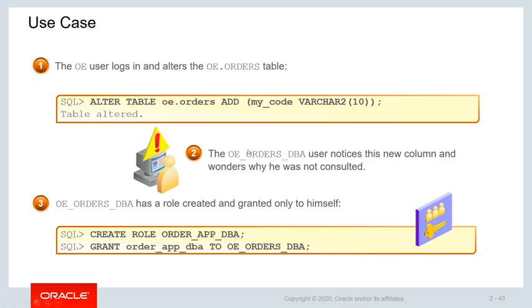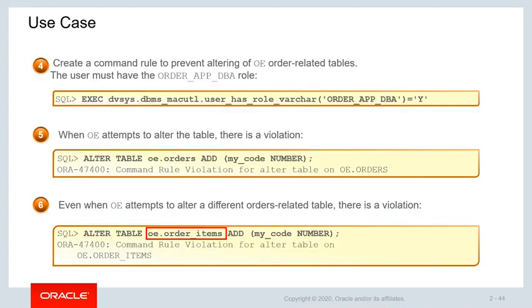For instance, we can have a role created called order app DBA, and then grant that role to that user OE orders DBA. And then what we can do is create a command rule that says, look, you can perform the alter table command, but only if you have the role order app DBA. Now this here is a rule that you put inside a rule set that you attach to a command rule.